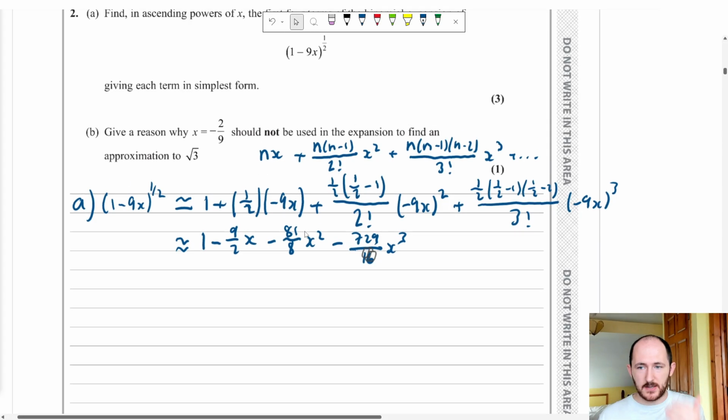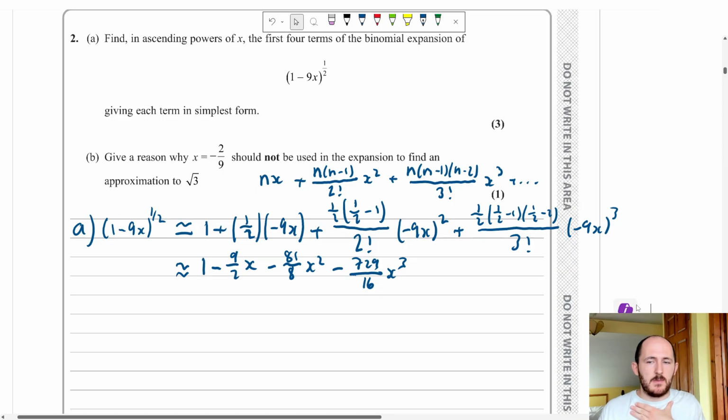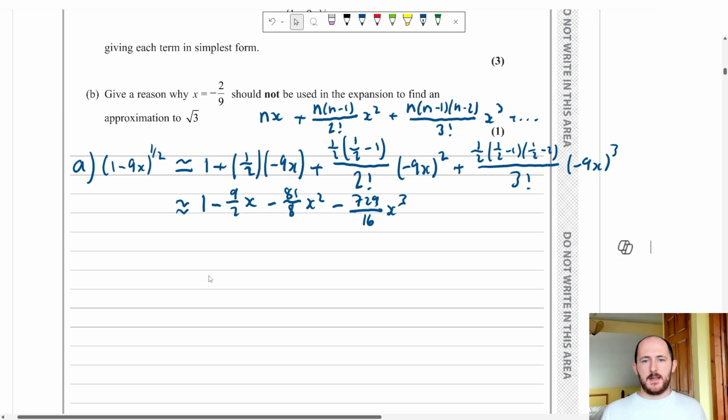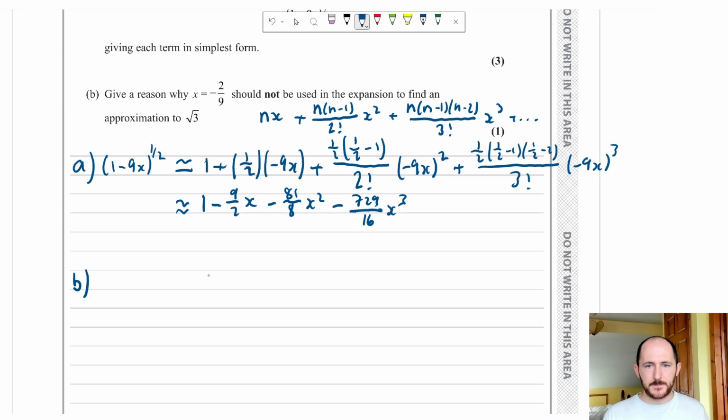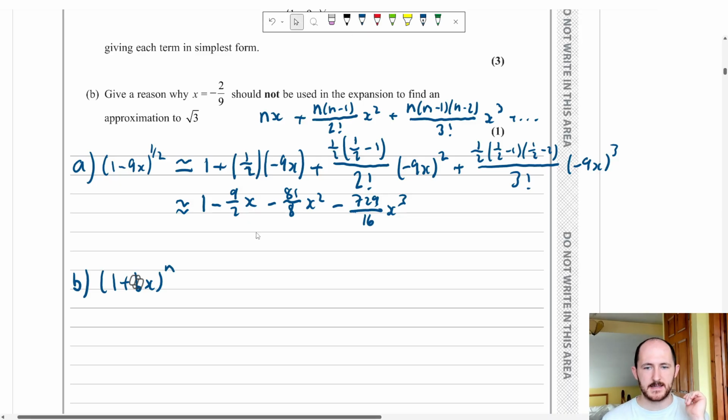Make sure that you take your time with that, because in my opinion, binomial expansion is 3 marks. It's always just a process. Now, for part B, give a reason why. Here's the reasoning why. When it comes to binomial expansion, we always have it in the form... In fact, I'm not going to use n because we're going to use n for the power, right? It's always in this form, right? 1 plus bx to the power of n.